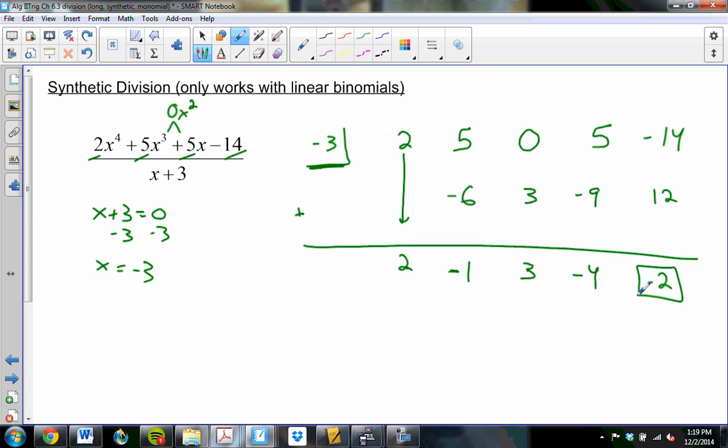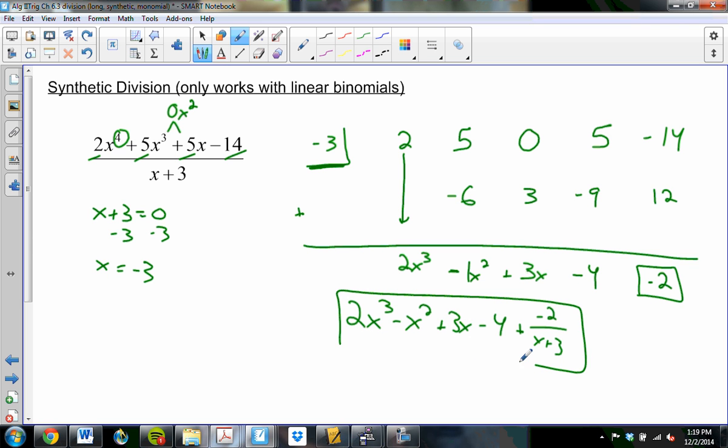The beauty of this is whatever my biggest power here was, these all drop down. These are my new coefficients. So my solution is going to be my quotient, really, 2x to the 3rd minus x squared plus 3x minus 4, and then plus a -2 over x plus 3. That's my remainder. That is synthetic division. It does the long division process much faster, but again, it only works for a linear binomial.